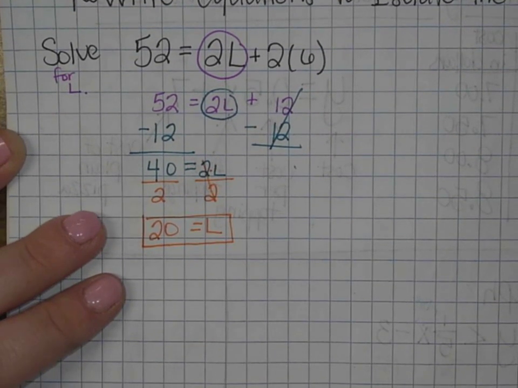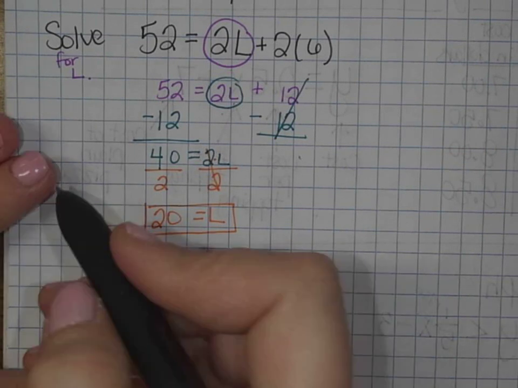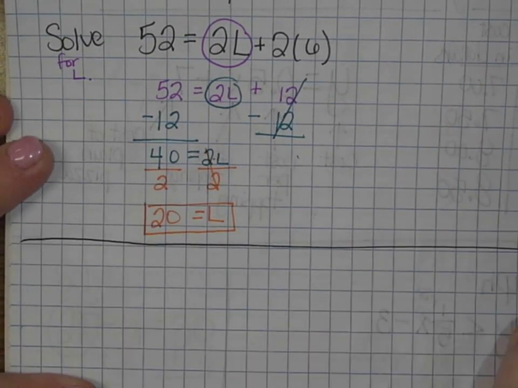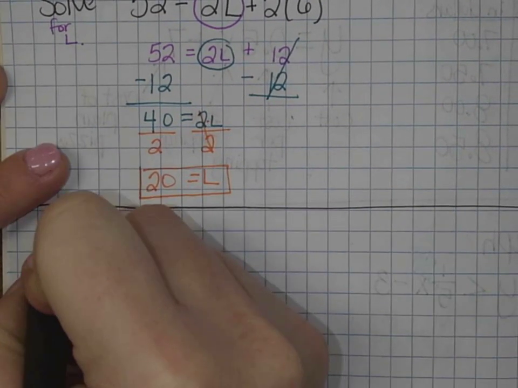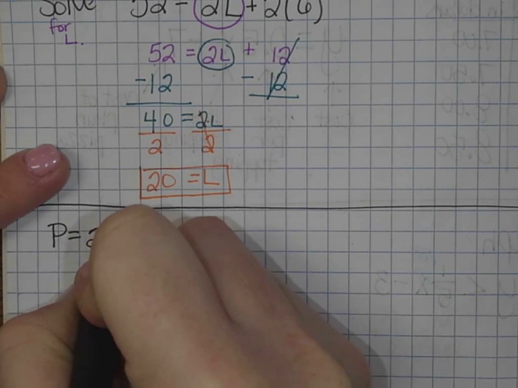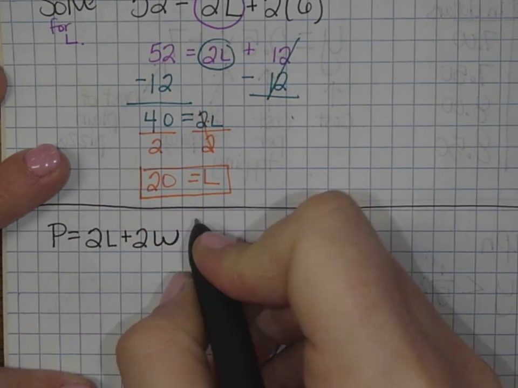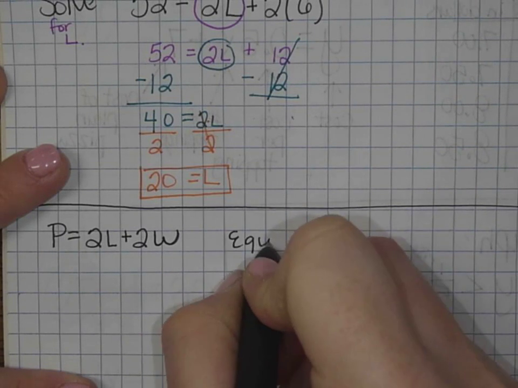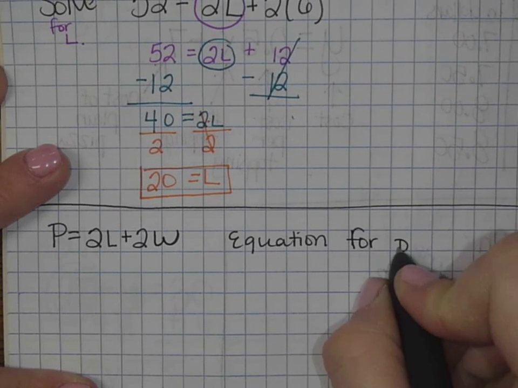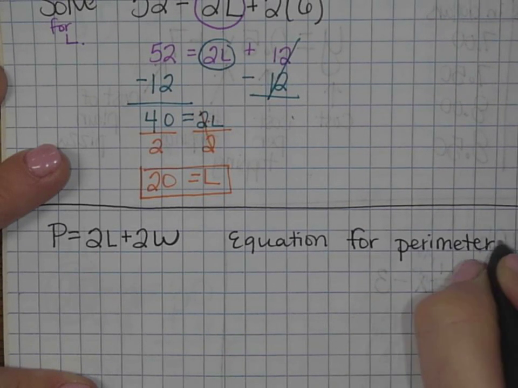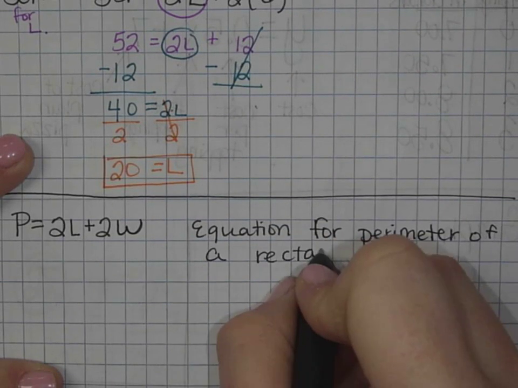Okay, so now I'm going to do the same equation, but you're just going to see more variables. So now this is where you actually are going to rewrite an equation. So if I have P equals 2L plus 2W, and that is the equation for perimeter of a rectangle.